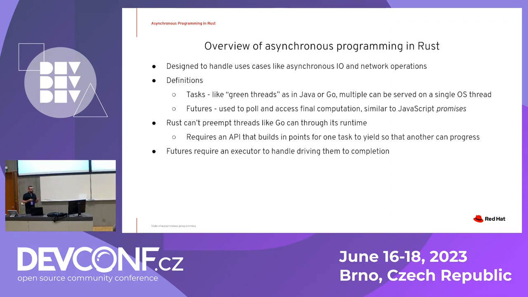So the state of asynchronous programming in Rust. It's designed to handle use cases like asynchronous I/O and network operations. So in general, anything that you would need to do asynchronously, the framework is designed to handle that. So long-running blocking tasks in the background, that sort of thing. I wanted to give a couple of definitions because in asynchronous Rust, we talk a lot about tasks and futures.